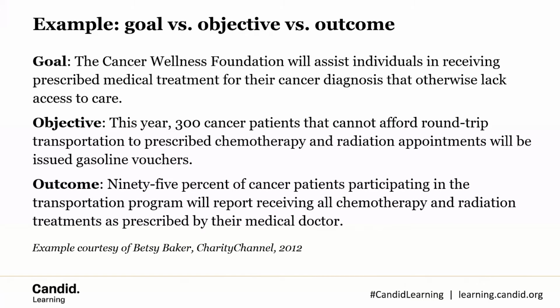And then the outcome. So this is the extent to which we got it done. 95% of cancer patients participating in the transportation program will report receiving all chemotherapy and radiation treatments as prescribed by their medical doctor. So this is what you want to accomplish. And you're thinking, if it's successful, then 95% of cancer patients, et cetera. So you're kind of setting that up for yourself. Like that outcome would work for us, or it happened. Sometimes it's happened already.